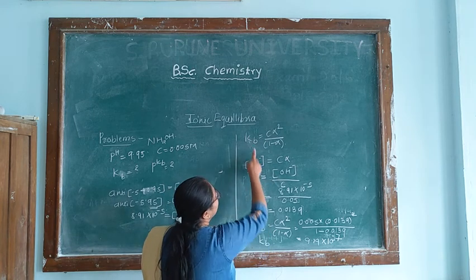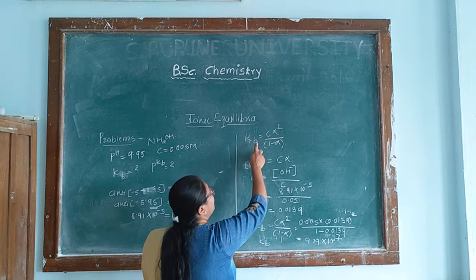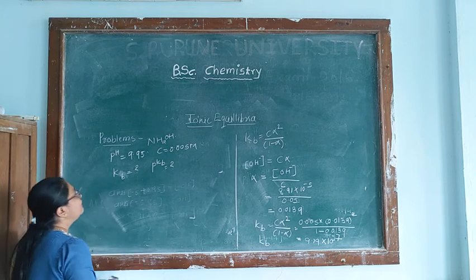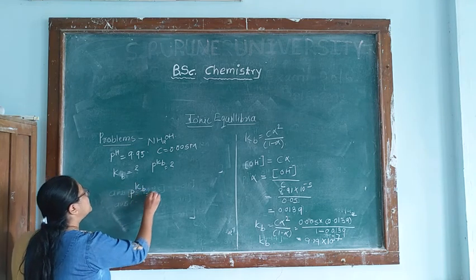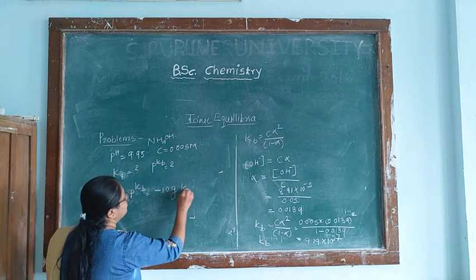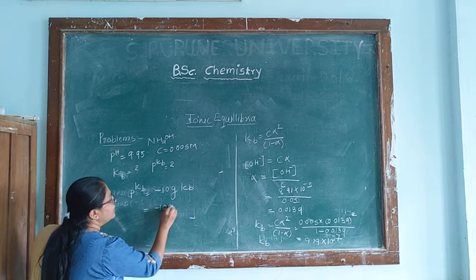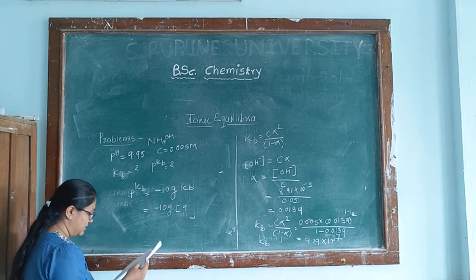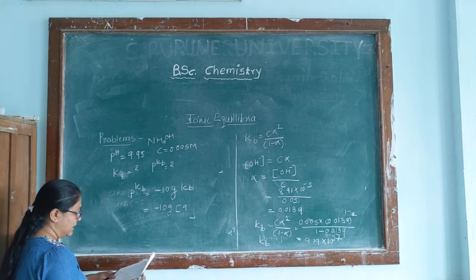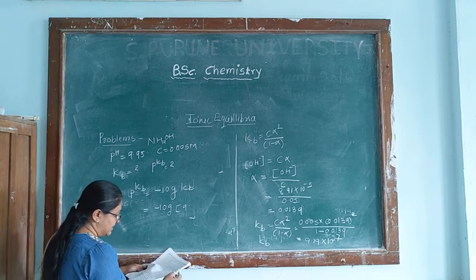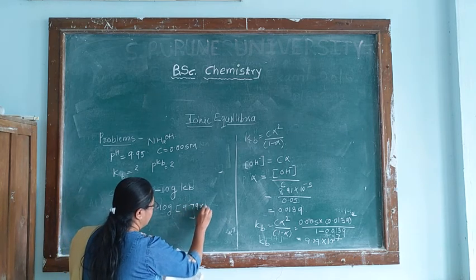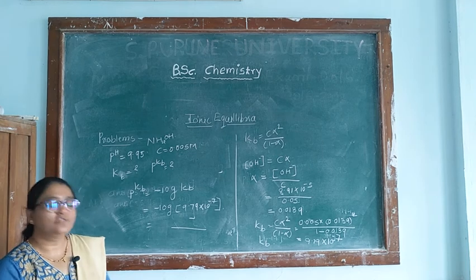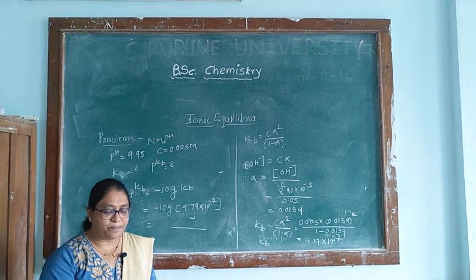Once we find alpha, we can calculate the ionization constant for the base, and once we find the value of Kb, that is the ionization constant for ammonium hydroxide, we can calculate pKb. pKb is equal to minus log of Kb. So this is minus log of 9.79 into 10 to the power minus 7. So we can calculate the answer here. So this is how we can calculate pKb.